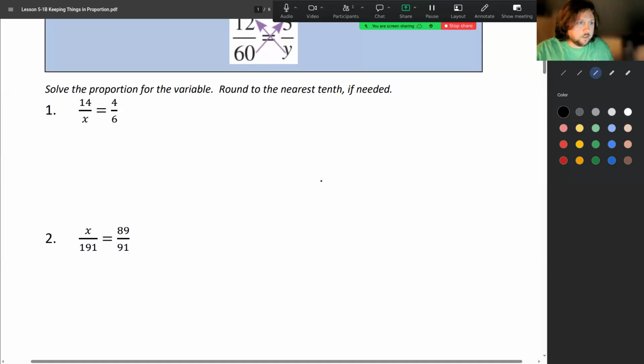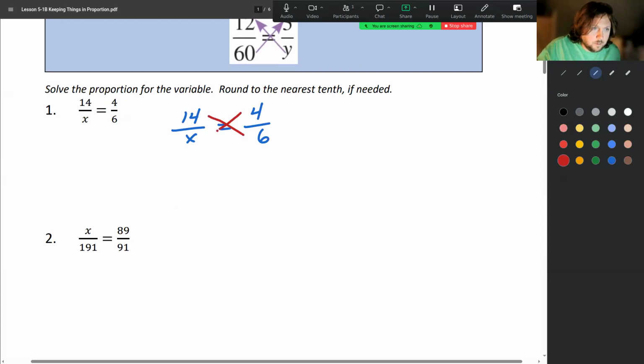Solve the proportion for the variable, round to the nearest tenth if needed. So I have 14 over x is equal to 4 over 6. And we're going to use a trick called cross multiplying.